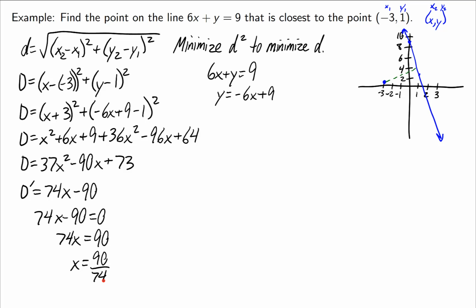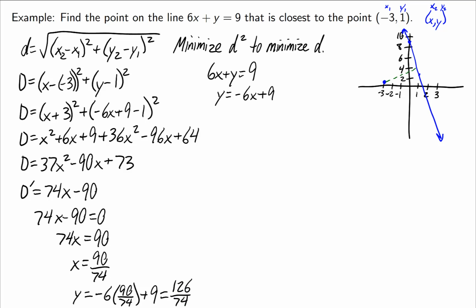Again, you should use the second derivative to verify that that is the shortest distance, but we will skip that step this time. And then to find your y, you'll simply plug that back in. Even though it's a little bit heavy on fractions, we can get this. And I get 126 over 74.